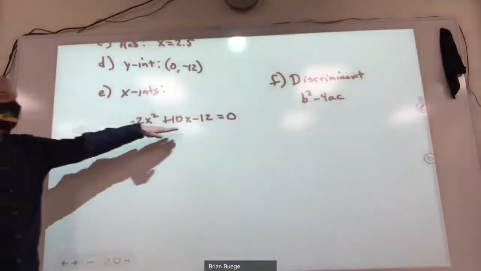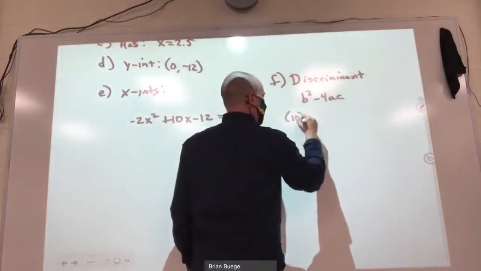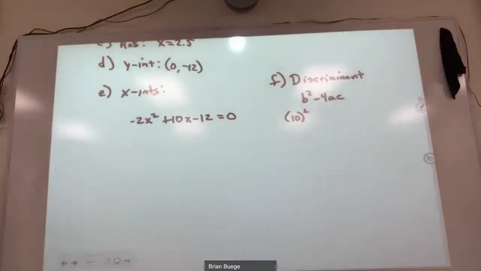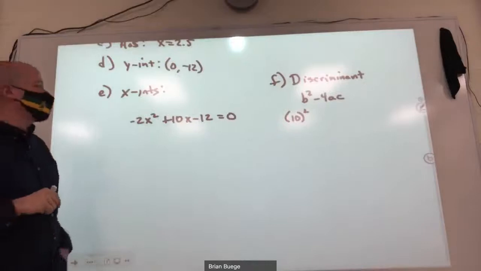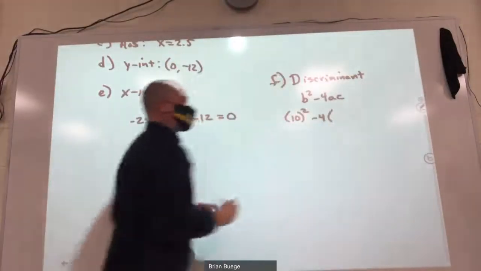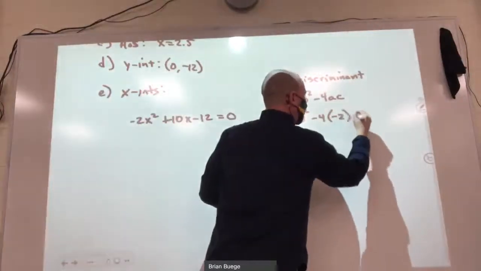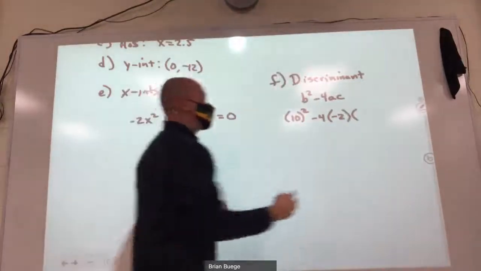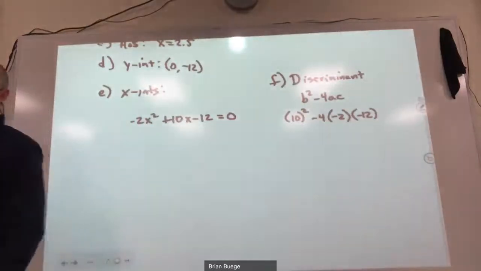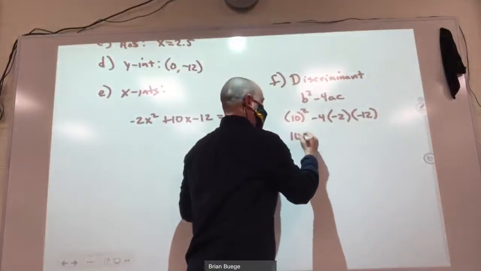So if we take a look at our equation, b squared is 10 squared. And again, parentheses every time you plug something in, okay? It's not going to matter here, but it's something you should just get used to. Minus 4 times my value of a, which is negative 2, times my value of c, which is negative 12. So we're plugging those things in, and I'm going to see, what do I get for that value? So if we evaluate this, 10 squared is 100.